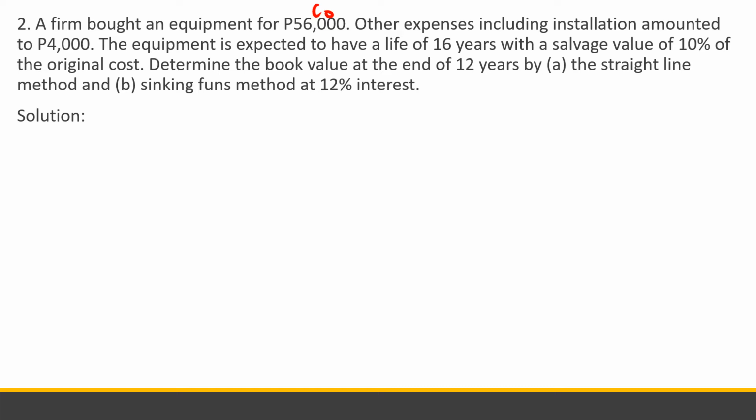Okay, so first the given. C sub O is 56,000 pesos plus we have an additional cost for installation. That is at year 0 already, so it is included in our original cost. So 56,000 plus 4,000. C sub O will be 60,000 pesos.